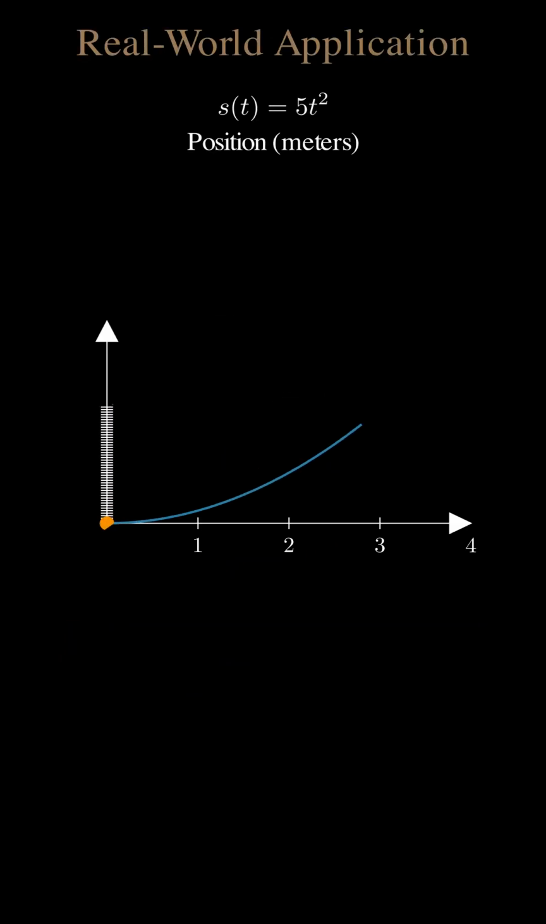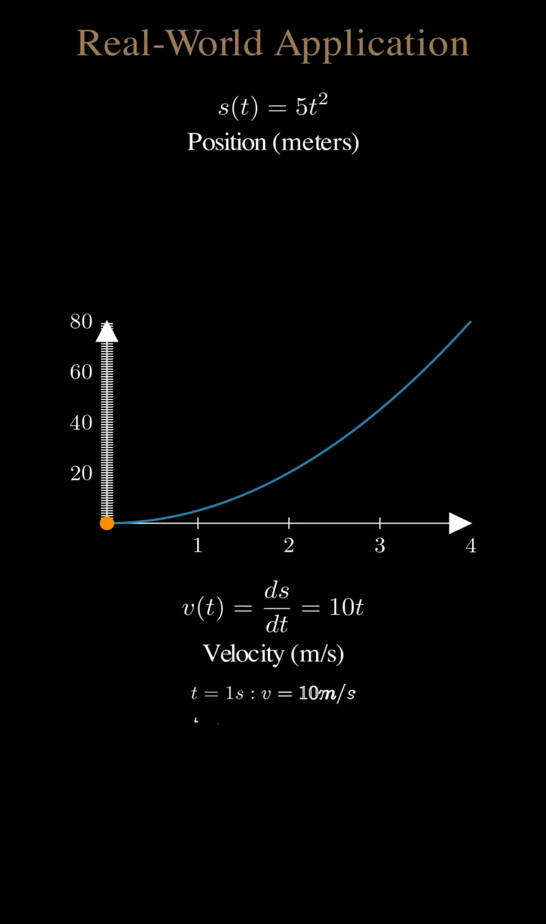Why does this matter? Imagine a car whose position is given by s equals 5t squared, where t is time in seconds. The derivative gives us velocity, how fast the position is changing. Using the power rule, the velocity is 10t. At t equals 3 seconds, the car is moving at 30 meters per second. The derivative transforms position into velocity.